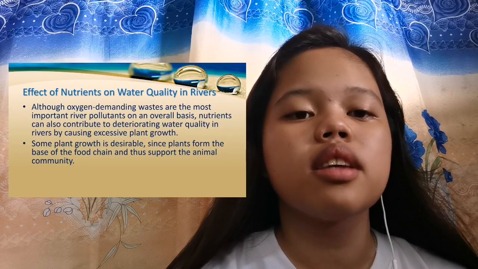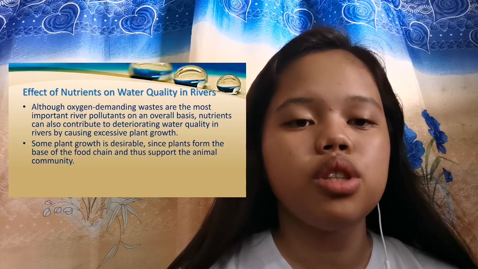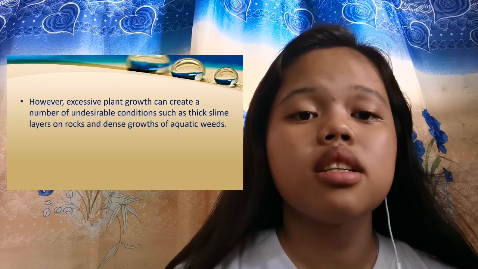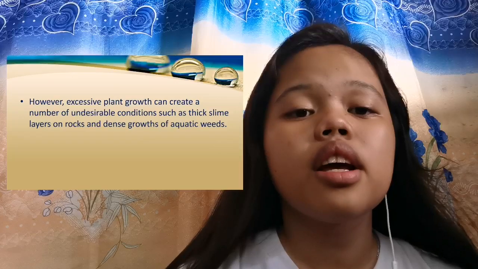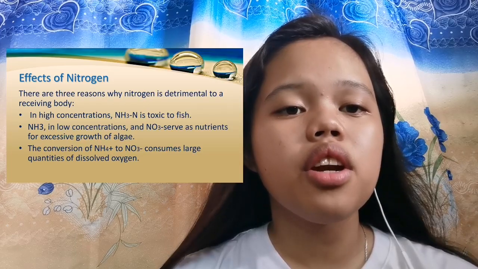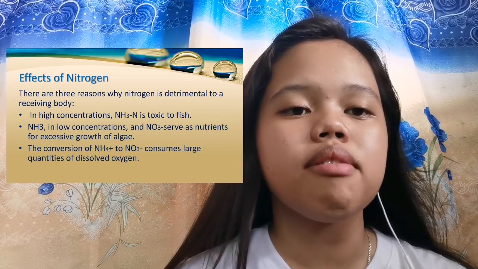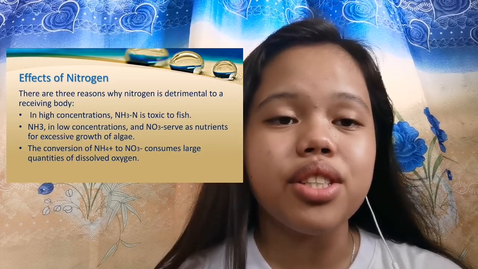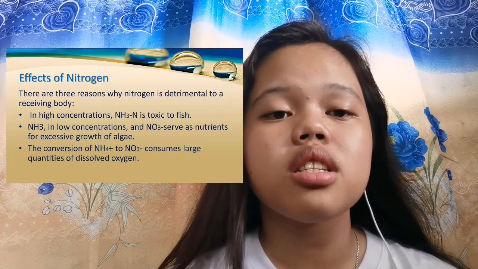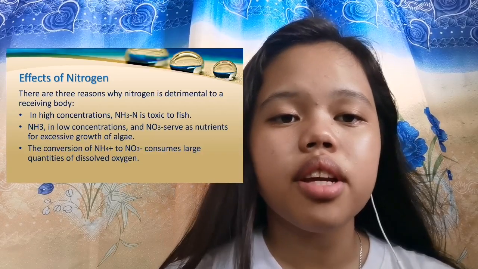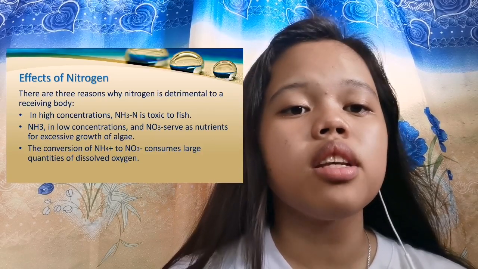Some plant growth is desirable, since plants form the base of the food chain and thus support the animal community. However, excessive plant growth can create a number of undesirable conditions such as thick slime layers on rocks and dense growths of aquatic weeds. Effects of nitrogen. There are three reasons why nitrogen is detrimental to a receiving body. In high concentrations, NH3-N is toxic to fish. NH3 in low concentrations and NO3 serve as nutrients for excessive growth of algae. The conversion of NH4 to NO3 consumes large quantities of dissolved oxygen.